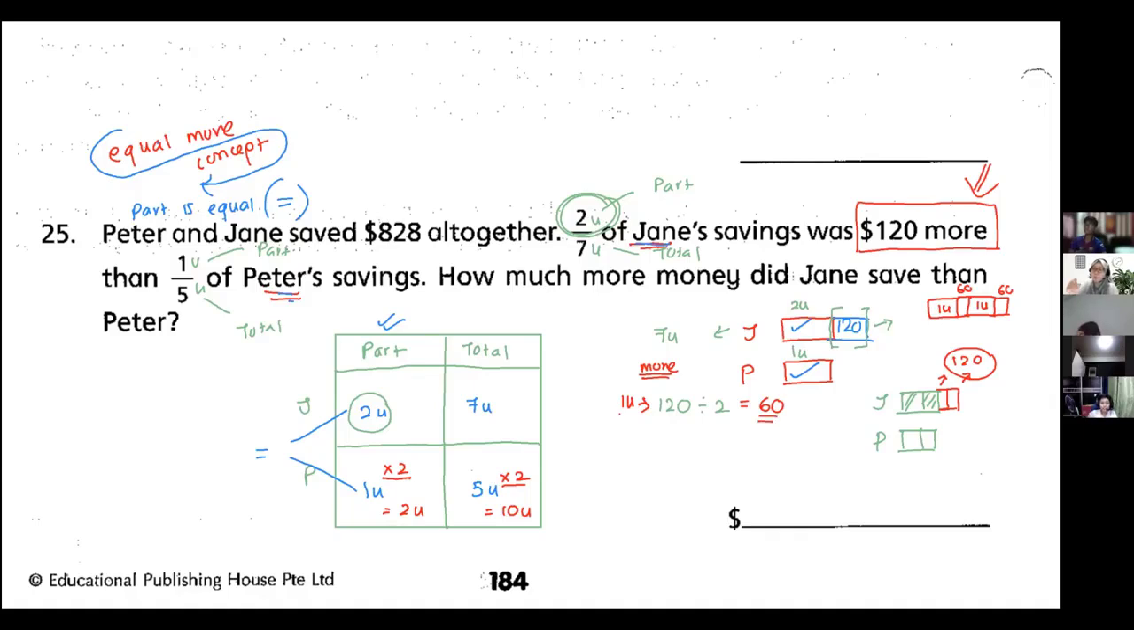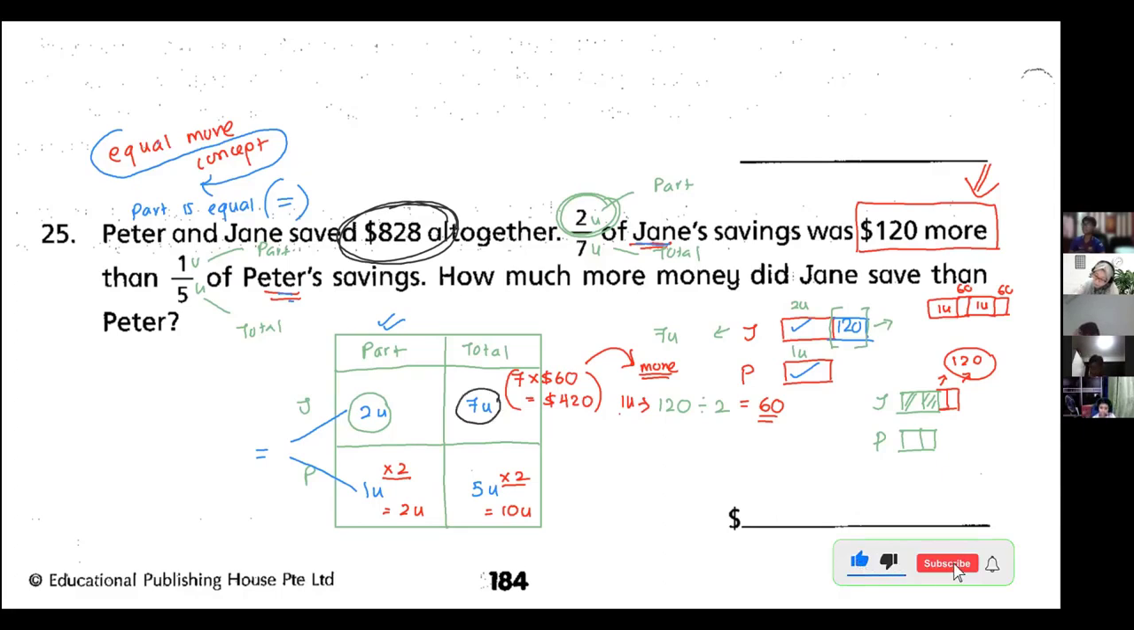But she doesn't only have 1 unit. She has a total of 7 units. So which means her more is actually 7 times $60. Her more is actually $420. This is her more total. Okay. Now we settled that already. Now we know that they saved $828 altogether. So if you look at the total, 7 plus 10 put together gives me a total of 17 units, right? So 17 units is a total of 828.